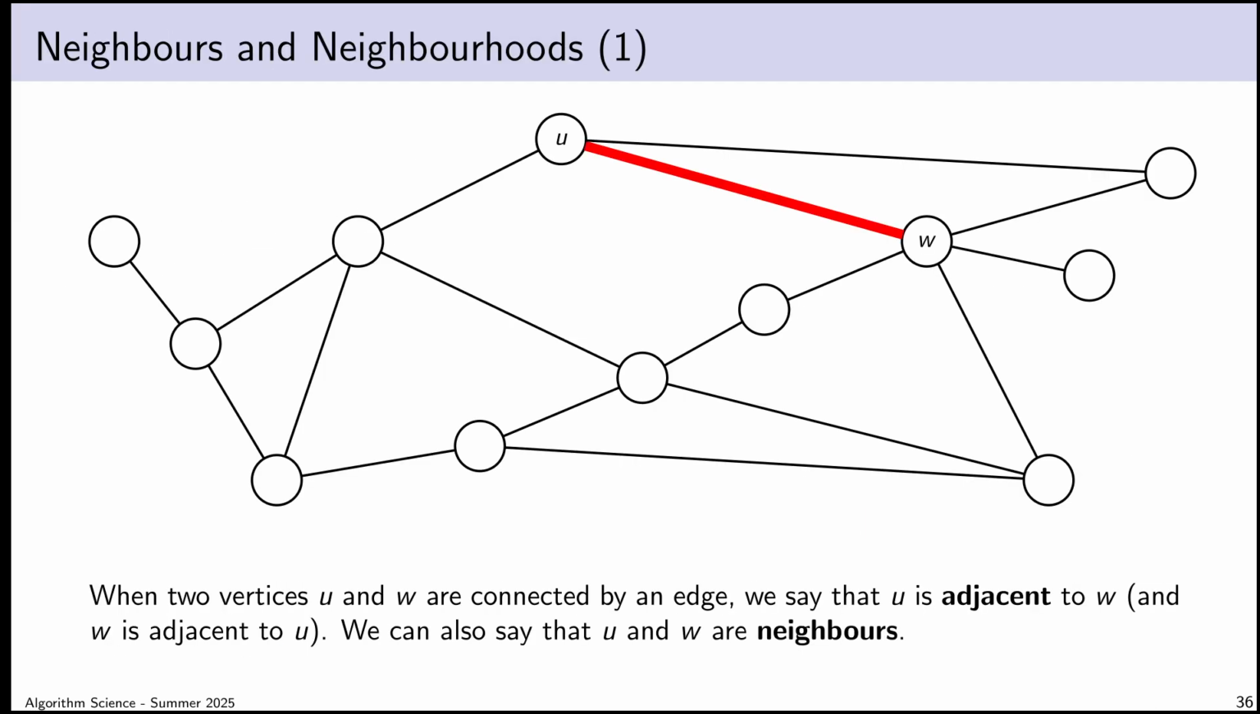Okay, so more terminology about edges and vertices. So suppose I have two different vertices, U and W, and they are connected by an edge. The relationship between U and W in that case is we can say that U is adjacent to W, or W is adjacent to U. We can also say that U and W are neighbors.